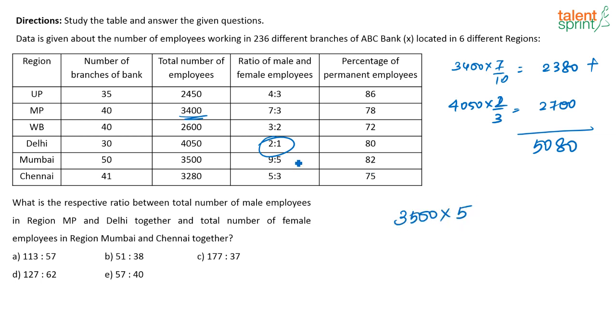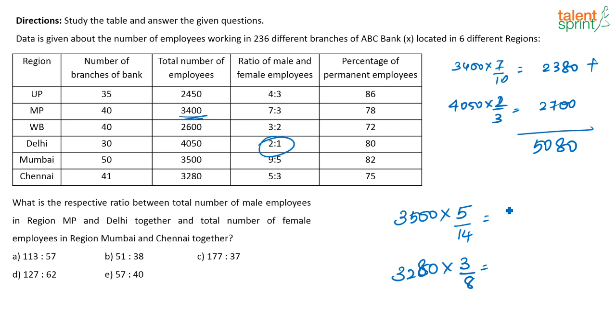3500 into 9 is to 5, correct? So, 5 by 14. These many female employees are there in Mumbai. How many female employees are there in Chennai? 3280 into 3 by 8. Find out these answers, add these two, and then just get the ratio.